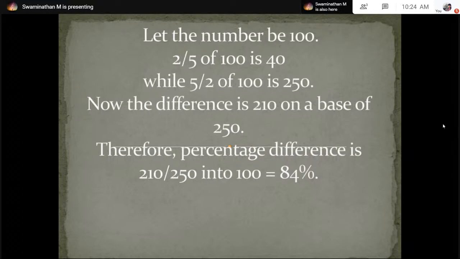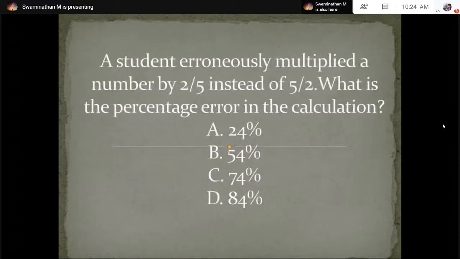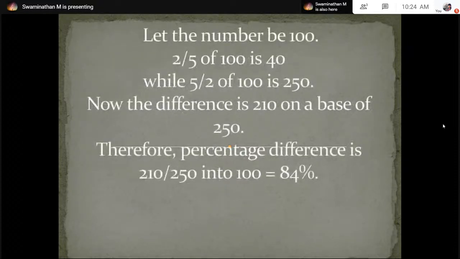Here, a student erroneously multiplied a number by 2 by 5 instead of 5 by 2. So 5 by 2 is correct. I am taking a sample number 100, and 2 by 5 of that is 40 and 5 by 2 of that is 250. So it has to be 250, but he is getting 40. So the error difference is 210, and the error percentage will be 210 by 250 into 100. Okay, hope you are all clear with this.